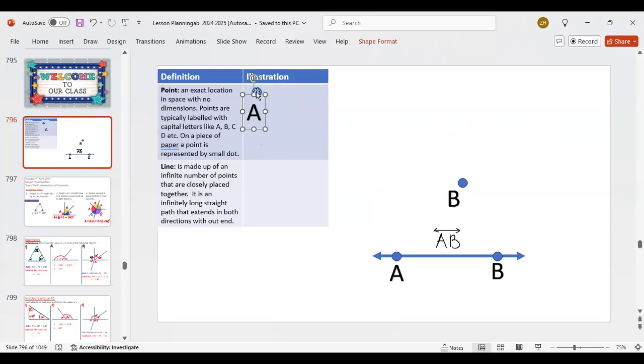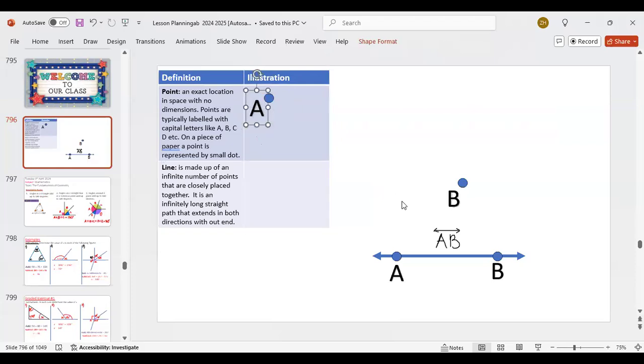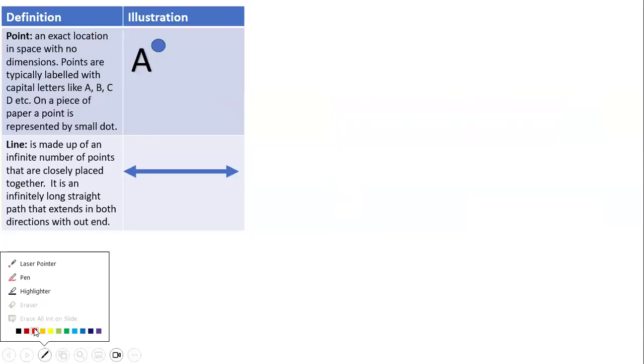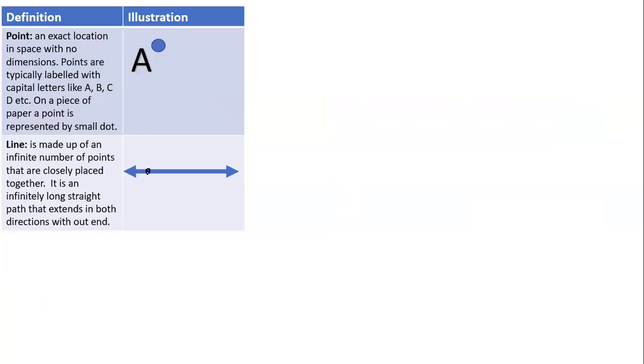So this is a point. That's a point, point A. And then we have a line. Call this line AB. This is how we label it. We can label this A, and we can label this B. And we call this line what? Line AB. So now we have a point, now we have a line.